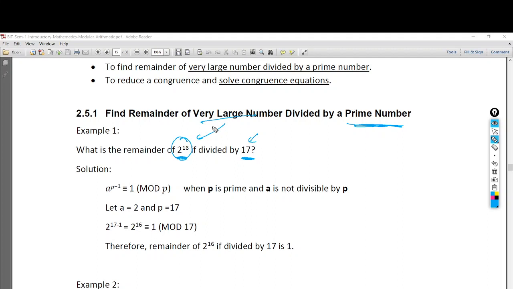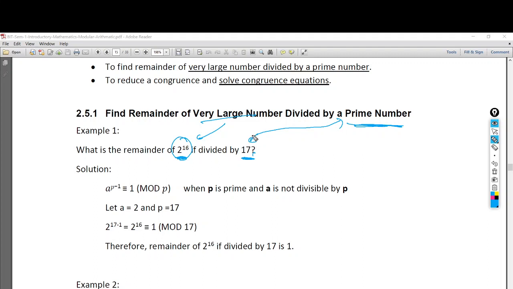Of course, you can use it for small numbers as well. The only thing is, if it is a small number, you don't need Fermat's little theorem. So this is a very large number, and this is a prime number. We want to find the remainder if you divide 2 to the power 16 by 17.